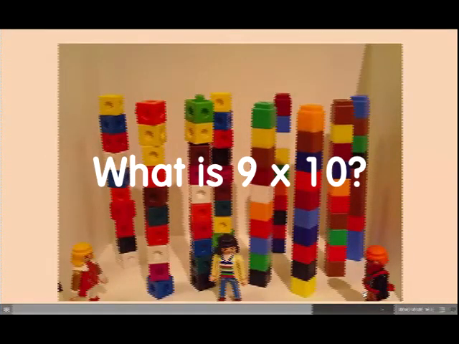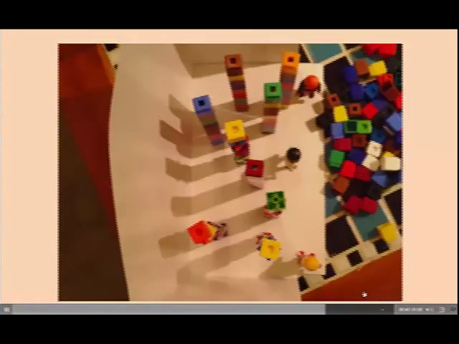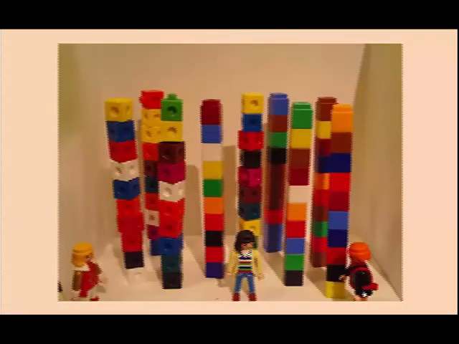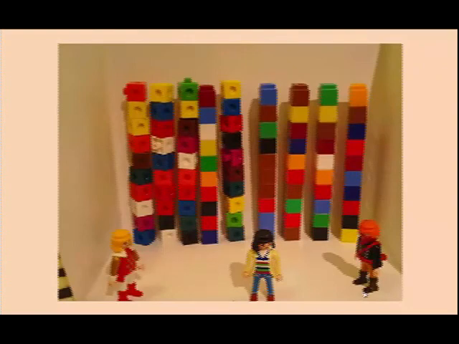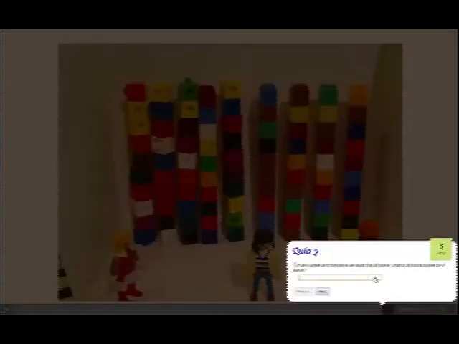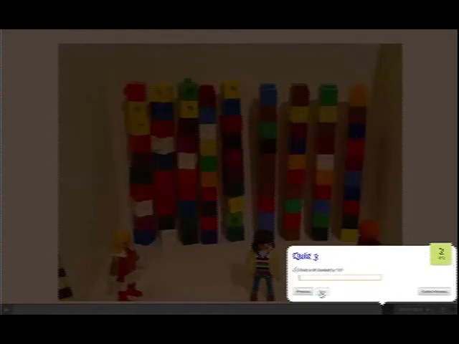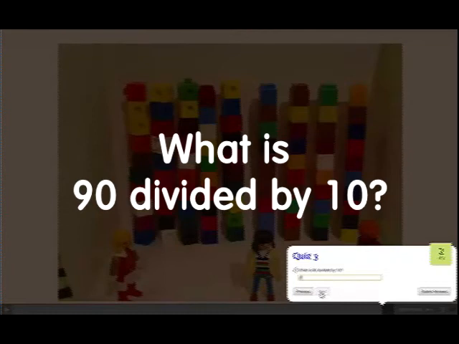Okay, these guys are going to organize it a little bit better, but you can see an upward view, side view, and they're going to be industrious, and look how nice they put it in. Question number 9. If we counted all of the blocks, we would find 90 blocks. What is 90 blocks divided by 9 stacks? Write your answer. And question number 10 on your homework. What is 90 divided by 10? Put your correct answer on number 10.